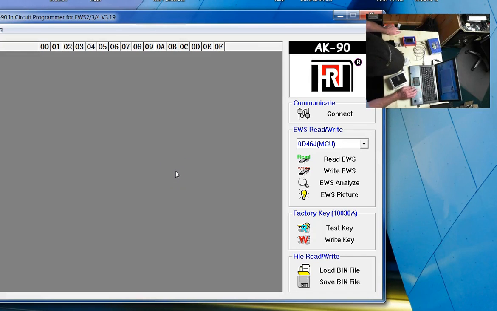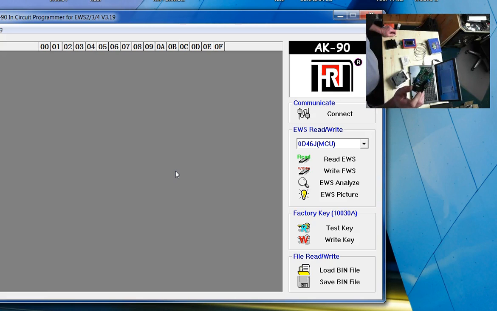Okay, today we are going to test out a couple of EWS adapter boards. This is a rather expensive board. This is the one that's about $65, $70 from China. The China board, one thing I noticed is you have to turn the cable, twist it when you're hooking it up to the AK90. Would have been nice if they would have done that a little better.